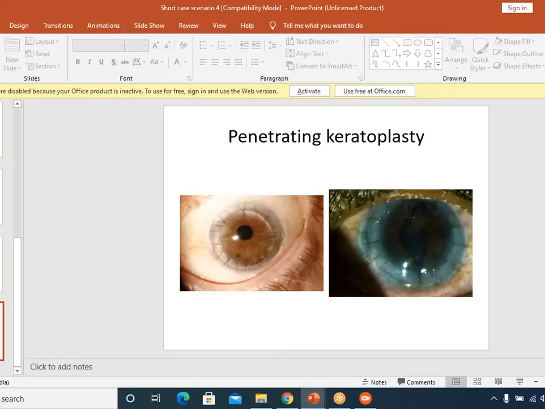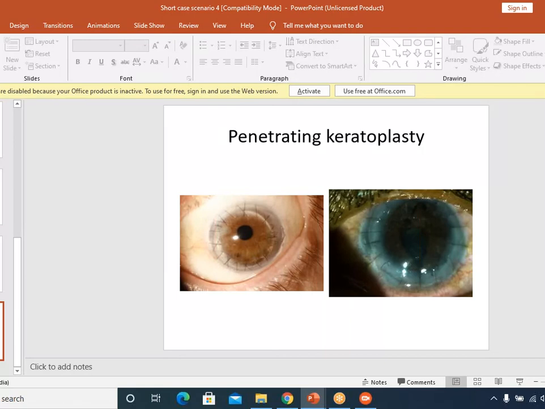So this ends the case scenarios which are commonly kept in the exam. So as I told you, for the long case, 99% of you will be getting cataract as a combination. One eye immature, other eye mature; one eye immature, other eye pseudophakia; one eye hypermature, other eye immature; both eyes mature cataract; both eyes immature cataract. Any combination you can get.